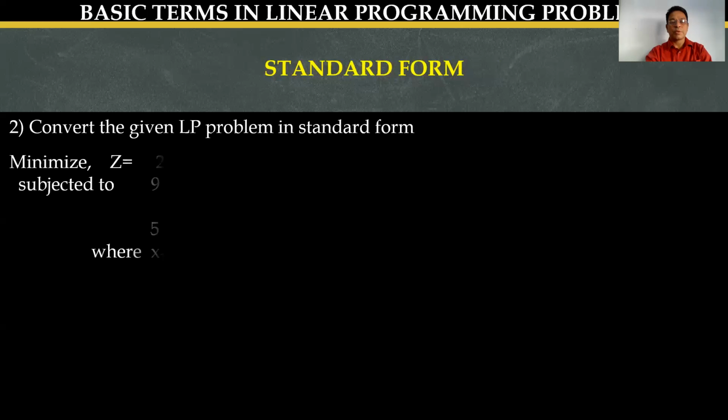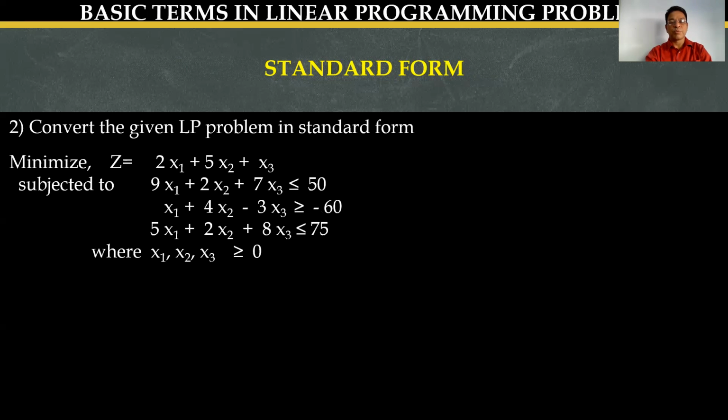Let us see the second problem. You have to convert the given problem into standard form. So if you see here, we want either maximize or minimize. We have minimize, no issue with this. The inequality constraint has to be converted into equality, that we know how to do now. But there is a constraint where we have negative sign in the right hand side. So this we will have to change.